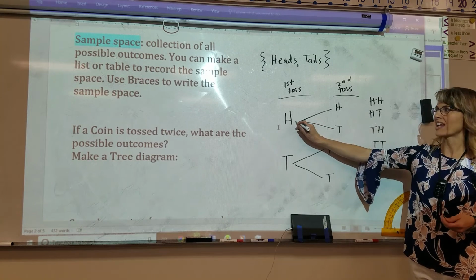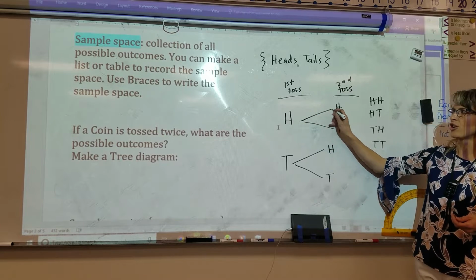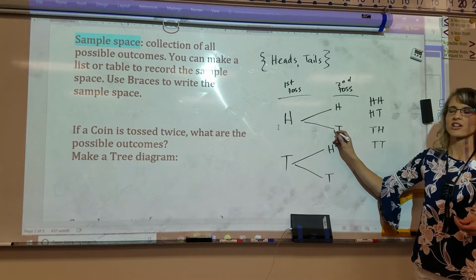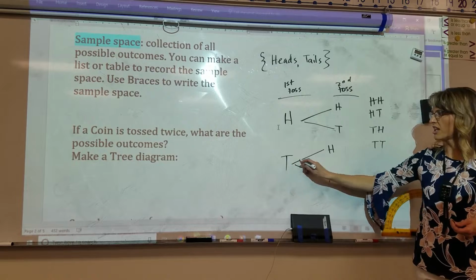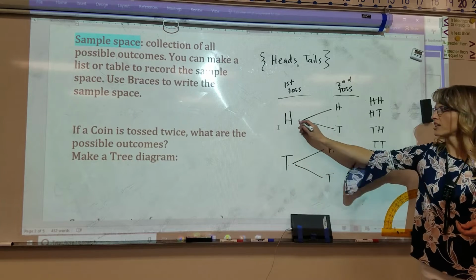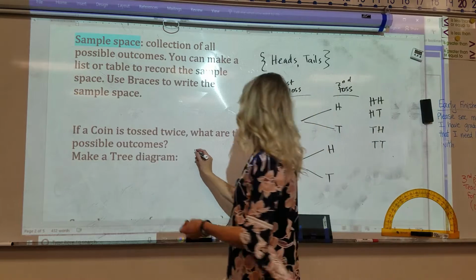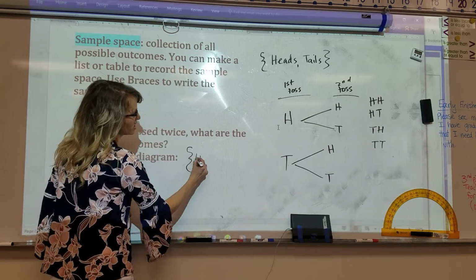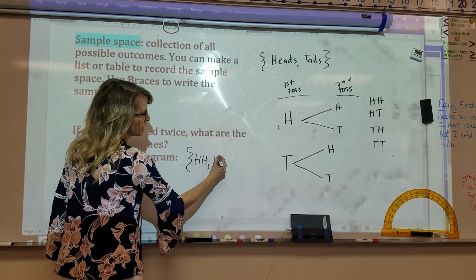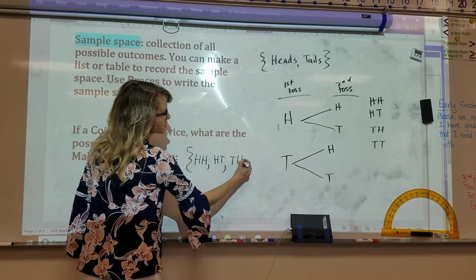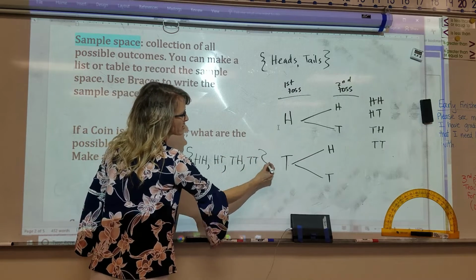If you're like an ant and you're crawling on the tree branch, you have to crawl on every branch to find your home. So you have to go through T, then H, and T, then T, H, then T, and H, and H. And so you just make a listing of those. Our sample space in set notation is {HH, HT, TH, TT}.